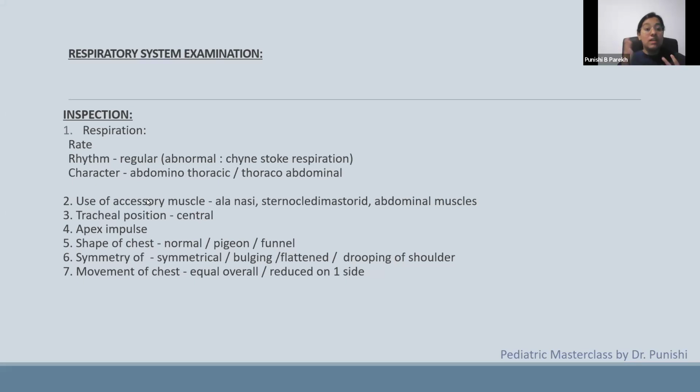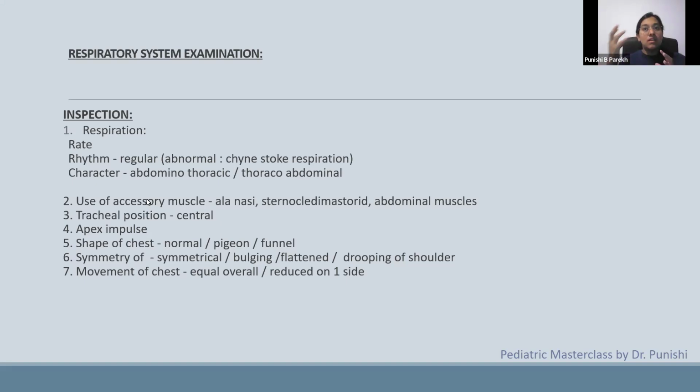What is the tracheal position? Is it central or is it looking deviated? Whether you can see the apex impulse or not. If yes, then where exactly? What is the shape of the chest? Is it normal? Is it funnel shaped? Is it pigeon shaped? Now, abnormalities of the chest shape again point more towards a long standing illness, or probably the child has developmental deformities of the rib cage. So it's always important to look at the shape, whether it's normal, is it excavated, is it more bulging, what it exactly looks like. Whether the chest is symmetrical, is it bulging, is it flattened, whether there's drooping of shoulder.